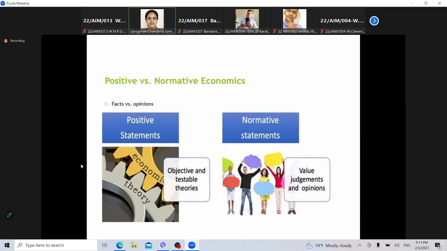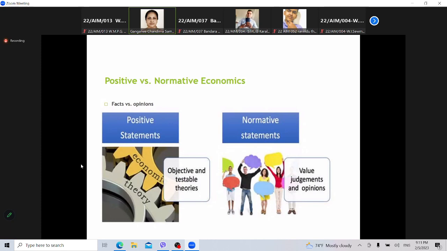And now diminishing marginal utility. That is also a principle you can test. The opportunity cost principle you can test. So some theories are there. But the normative economists, they see the opinion of the people, value, and they take judgments of the people.